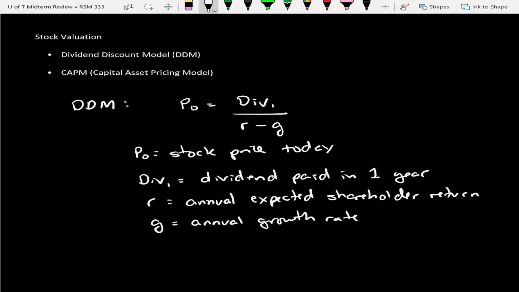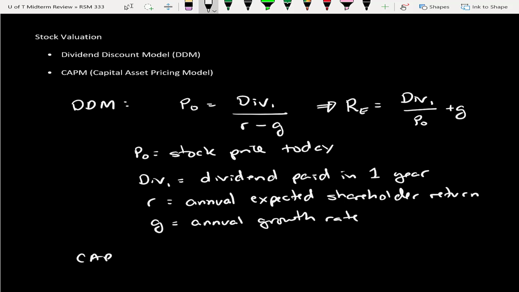This is overly simplified as a formula, because it assumes the same dividend is paid every year, or that it grows at a consistent rate. And if we were to restate this formula to get R, the cost of equity RE, it would work out as the dividend 1 year from today divided by the price of the stock today, plus the growth rate. That will give you the cost of equity.